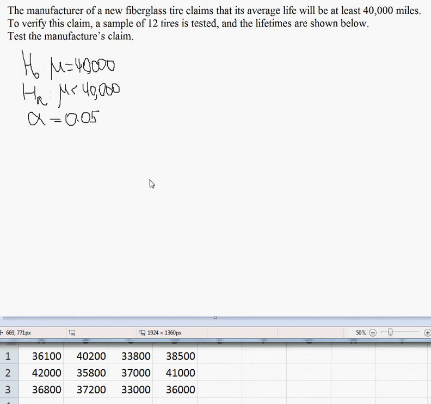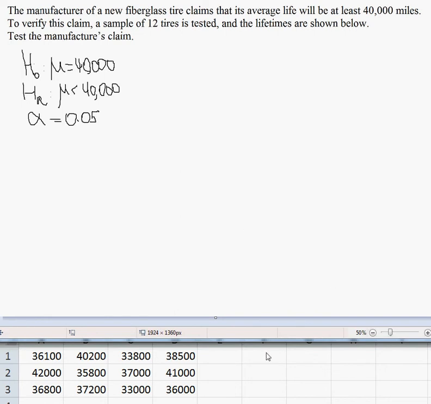Okay, now we're going to compute the test statistic. However, we notice a couple of things here. The z-test will not work for this problem. For starters, we don't have a big sample. We only have 12 tires. Also, the population standard deviation is not given. And so, unless somehow magically the data follow the normal distribution, which almost never happens in practice, the z-test does not apply.